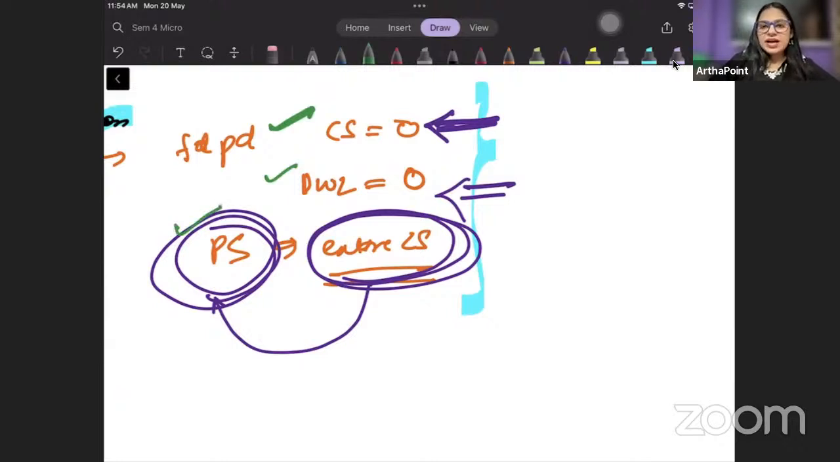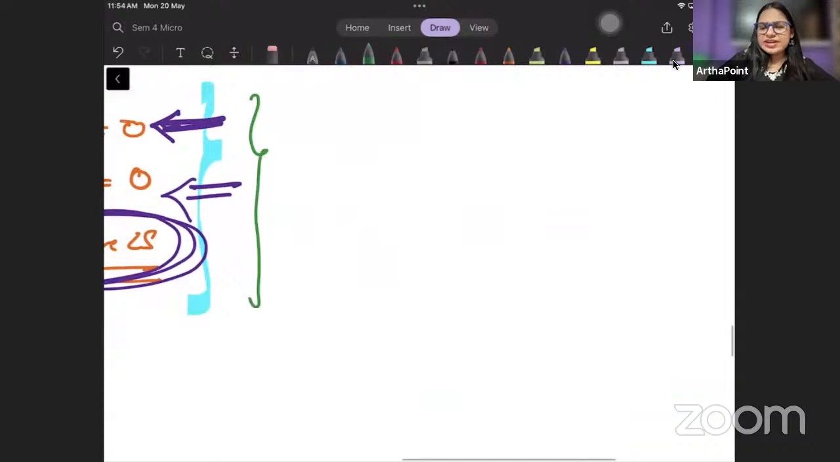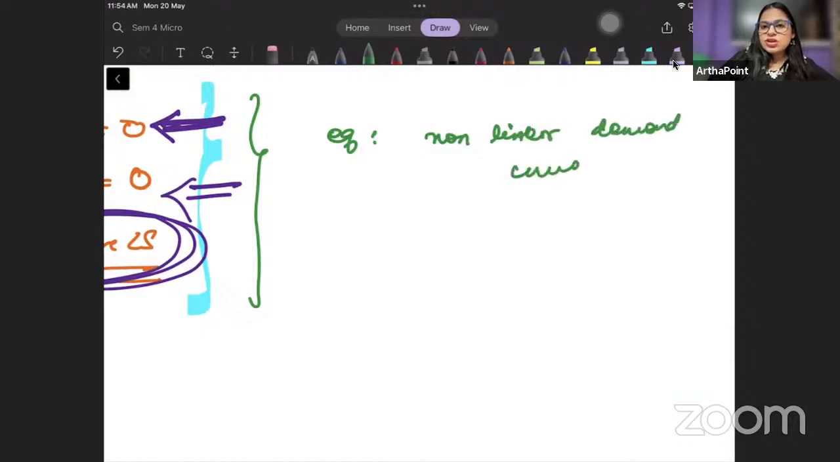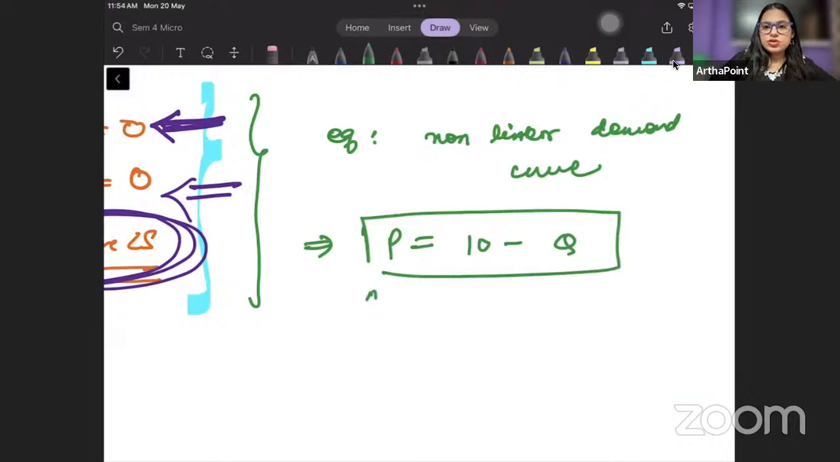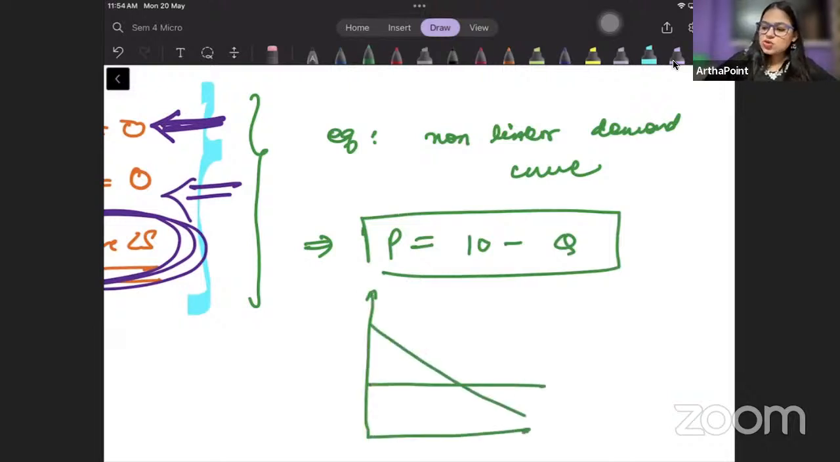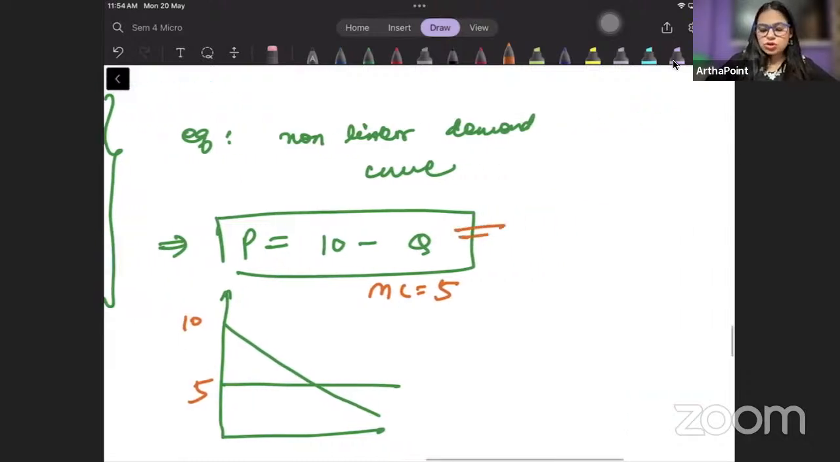ठीक है? But other than this, एक चीज जो थोड़ा tricky है, which can be asked in exam, that can be a non-linear demand function बेटा. थोड़ा ध्यान से समझ लेना. So if you have a linear demand function, माने if you're given P is equal to 10 minus Q, this is a linear demand function. Suppose you are given marginal cost is equal to 5. This is 10, this is given to you. And this is a simple question to be solved.